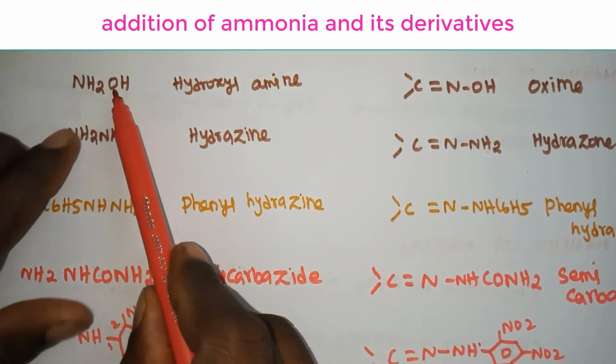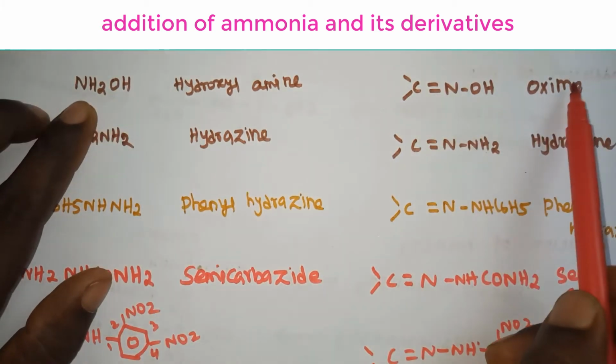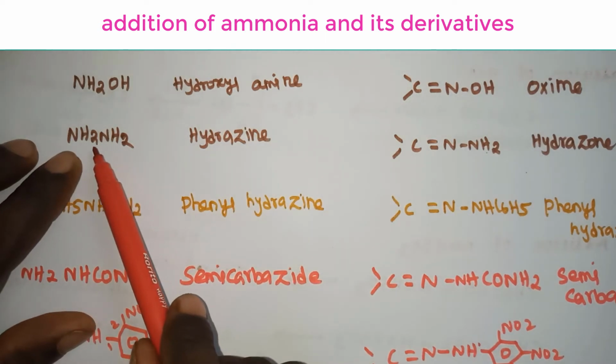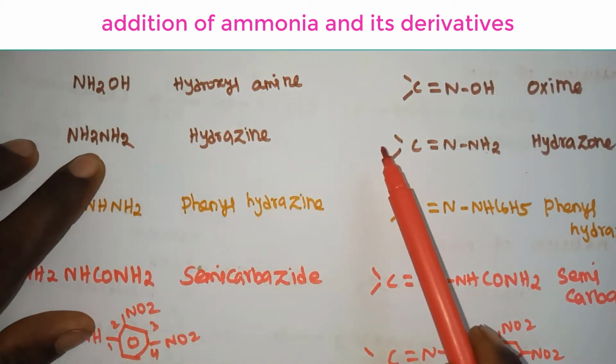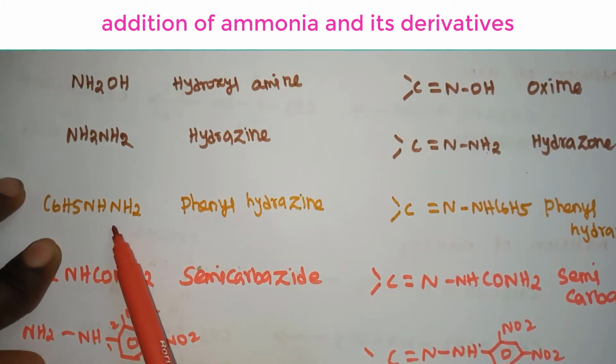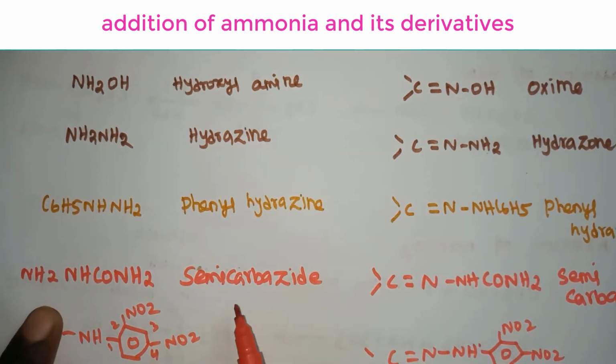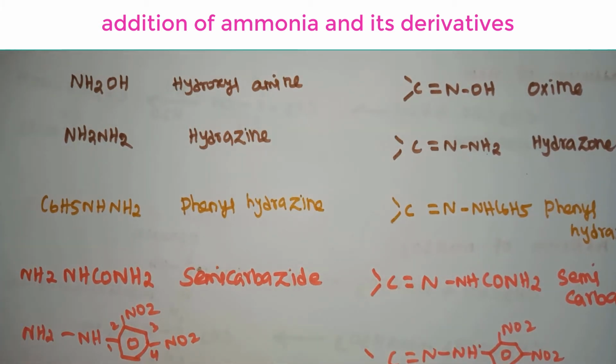Addition of ammonia derivatives. First one is hydroxylamine. NH2OH is hydroxylamine. Hydroxylamine adds to a carbonyl compound to form an oxime. Next one is hydrazine, NH2NH2. Hydrazine reacts with a carbonyl compound to form a hydrazone. Next one is phenylhydrazine. Phenylhydrazine reacts with a carbonyl compound to form a phenylhydrazone. Next one is semicarbazide. Semicarbazide adds to a carbonyl compound to form a semicarbazone. Next one is 2,4-dinitrophenylhydrazine, which adds to a carbonyl compound to form a 2,4-dinitrophenylhydrazone.